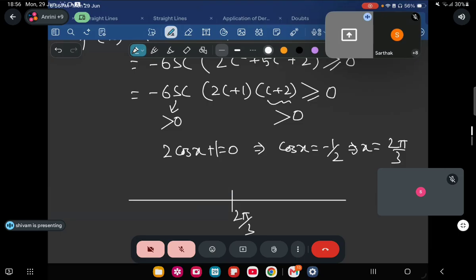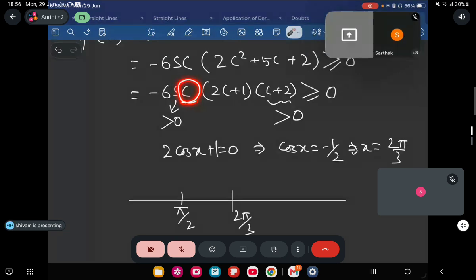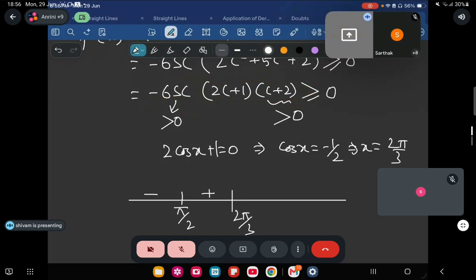This is 2 pi by 3. Let us see the sign change. Just before 2 pi by 3, for cos x equal to 0, you'll get pi by 2, right? So there are two critical points. Now, before pi by 2, cos x is positive, and 2 cos x plus 1 is also positive. So the whole expression is positive, but ultimately the expression will become negative. So before pi by 2, it is negative. After pi by 2, it is positive. Then it is negative. Right.